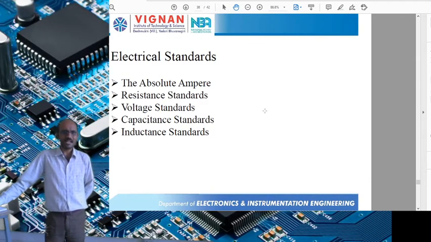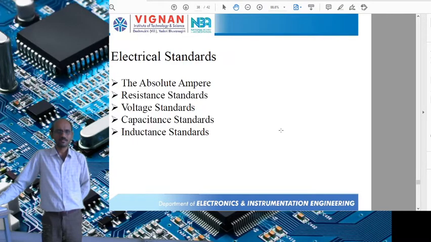So the electrical standards are the absolute ampere, resistance standards, voltage standards, capacitance standards and inductance standards. All these standards come under the category of electrical standards.